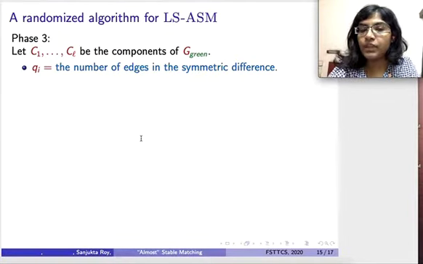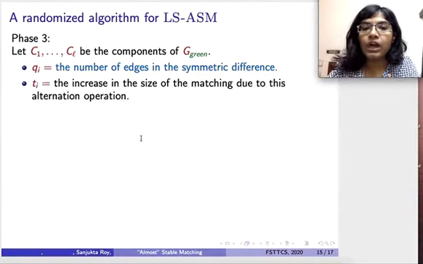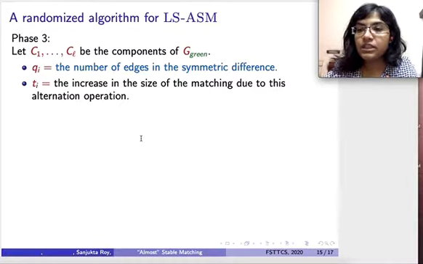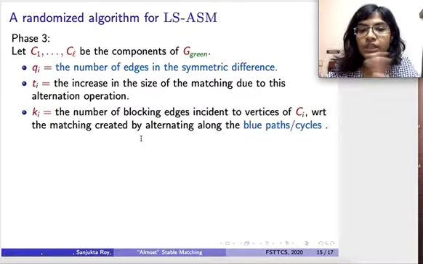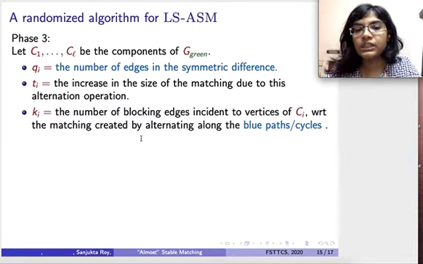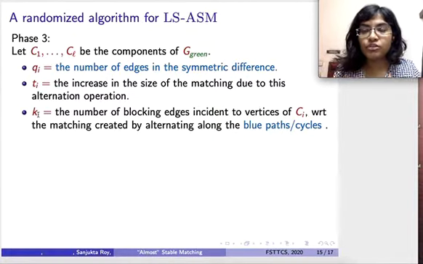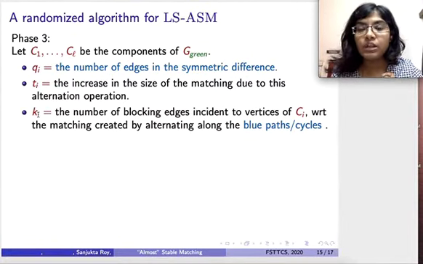So I count how many symmetric difference edges there are. That is denoted by Qi, and then I count how much the size is increasing. So basically, I see how many augmenting paths there are, and that is denoted by Ti. And Ki is the number of blocking edges incident on the component Ci. This is a bit subtle, how to compute Ki, but since after the vertex separation phase, no edge which goes between two different components is a blocking edge.